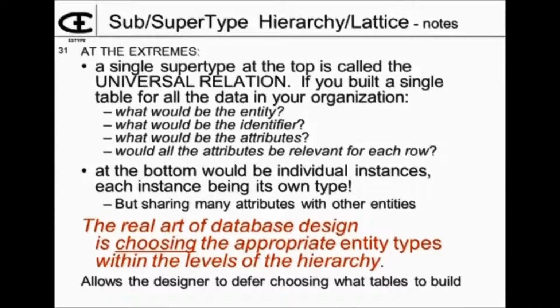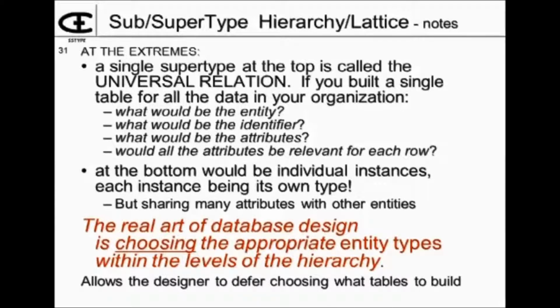That's called the universal relation. It's been called that in the literature, the universal relation. Single table for all the data in your case. What would be the entity? You couldn't tell. All you could do is say it's a thing in my world. Okay. What would be the identifier? Well, you'd probably have to come up with an artificial one in this case. There's nothing going to be relative to all the instances.